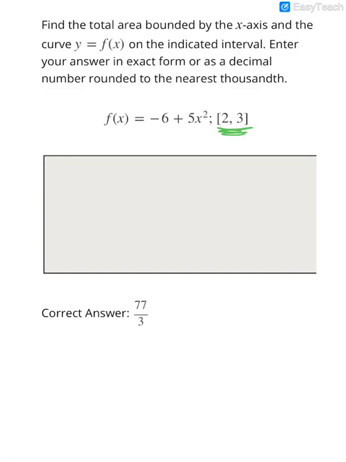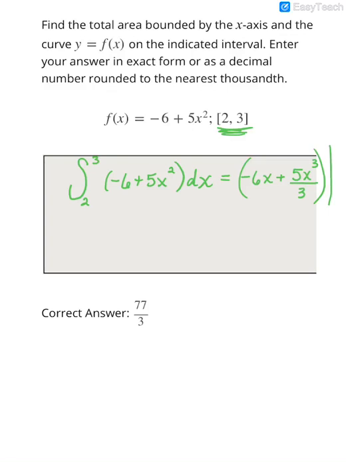So if we are given the function, in this case, f of x equals -6 plus 5x squared, and we're asked to find the area under that curve from x equal 2 to x equal 3, then we are simply going to integrate that particular function with respect to x. So when I integrate -6, I get a -6x. When I integrate 5x squared, I'm going to get a 5x cubed divided by 3. And then I'm evaluating it from x equal 2 to x equal 3.